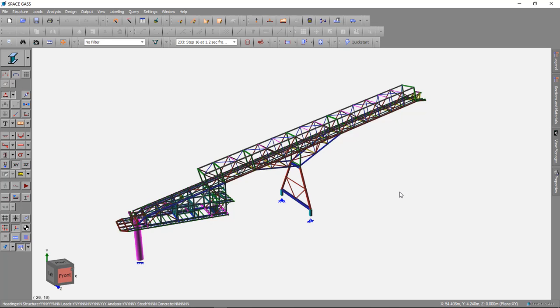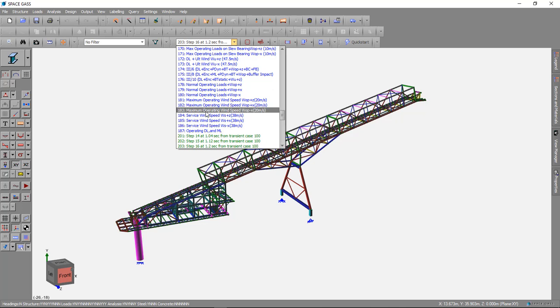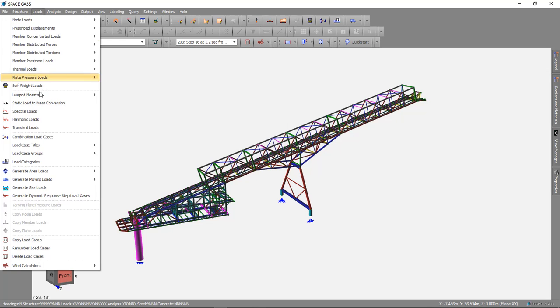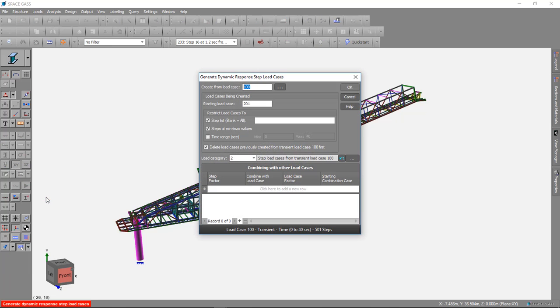Now if you wanted to combine those step load cases with other non-dynamic load cases such as self-weight or live load or something else like that, you can also do that using the same procedure. So let's say we combine it with self-weight of the structure, so load case 1. In order to do that, we go back to this option, and then down in this table here we can just fill this out to create those extra load combinations.